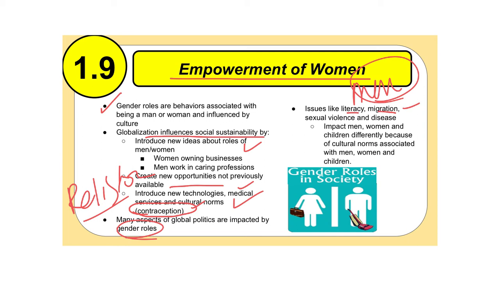And there's the way we treat children, like at the border and things like that. Those children are more likely to get infected with disease or things like that. There's the possibility of sexual violence happening to these children at the border. So understand that issues like literacy, migration, sexual violence, and disease all impact men, women, and children differently, and a lot of it is based strictly on cultural norms and mores.